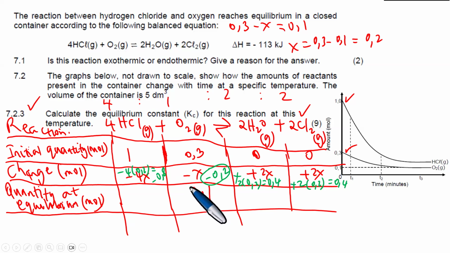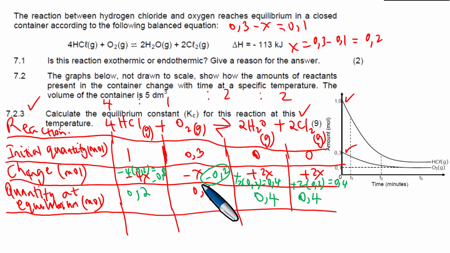I want us to talk about something interesting. Right, so we good. Let's look at the quantities at equilibrium. Now it's easy because we already know the initial and the change. So this is 1 minus 0.8, which you know is 0.2. 0.3 minus 0.2 is 0.1. 0 plus 0.4 is 0.4. 0 plus 0.2 is 0.4. Okay, we're good.